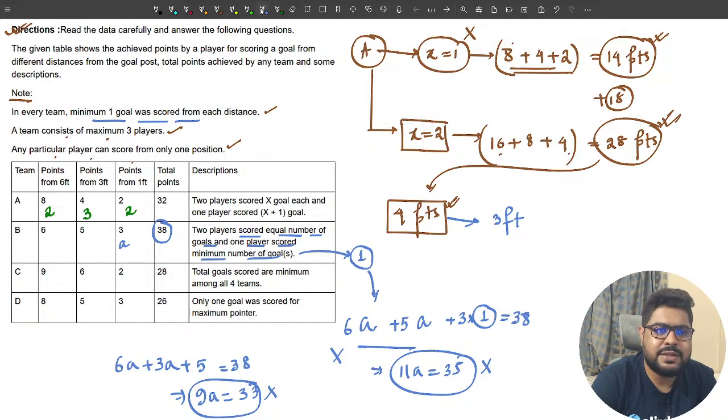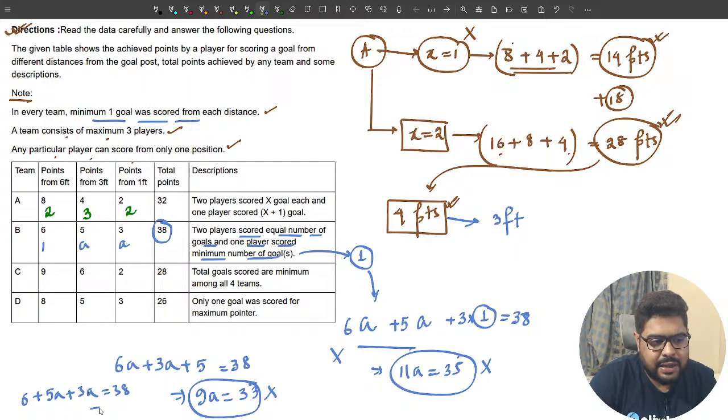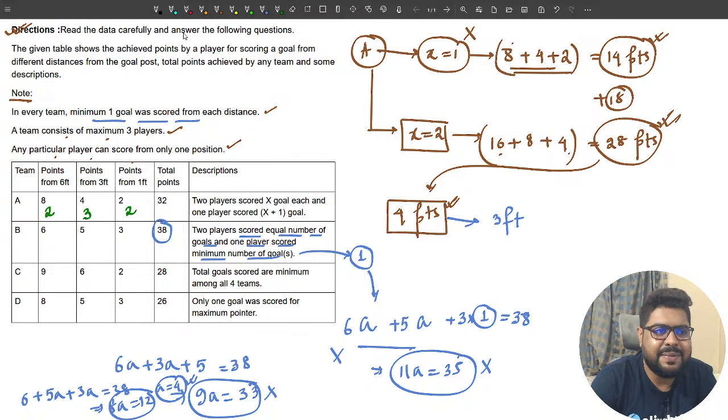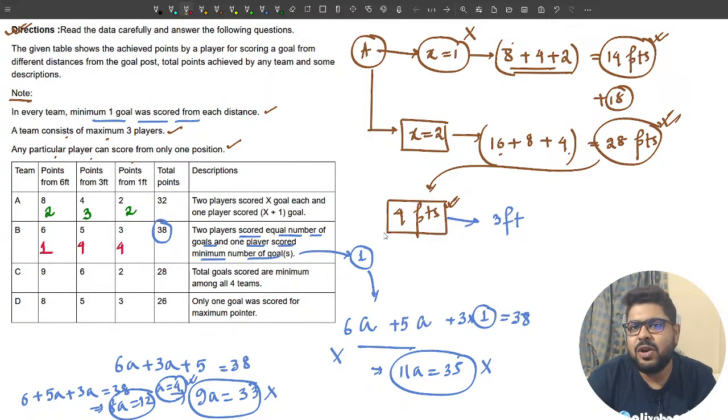So let's swap again. This as A, this as 1. 6 plus 5A plus 3A is equal to 38. This seems like it will work. 8A is 32, sir. A is 4. Look, this is now working. A is an integer. So ultimately this is 1 goal, 4 goals, 4 goals. We got it automatically.